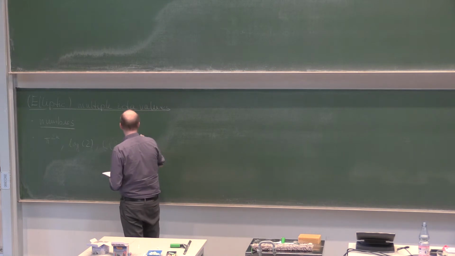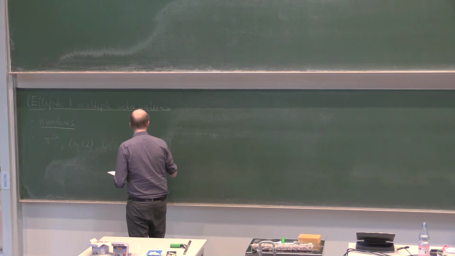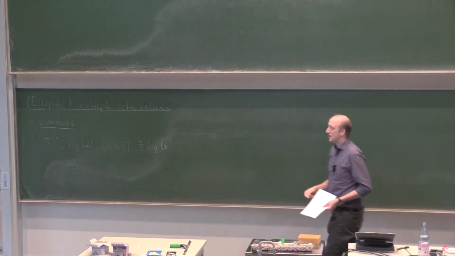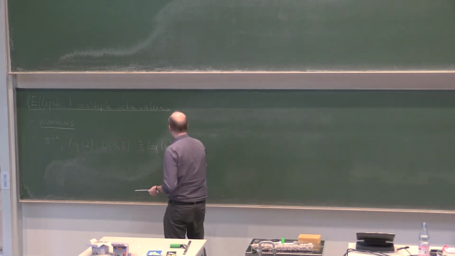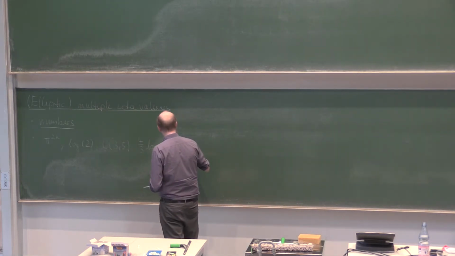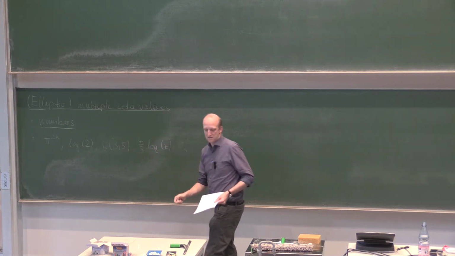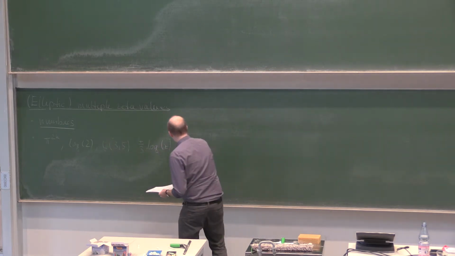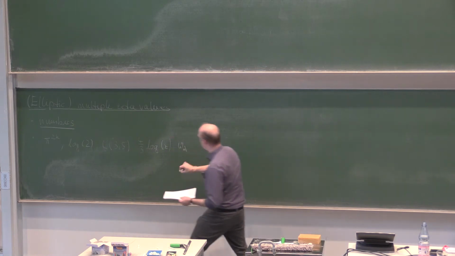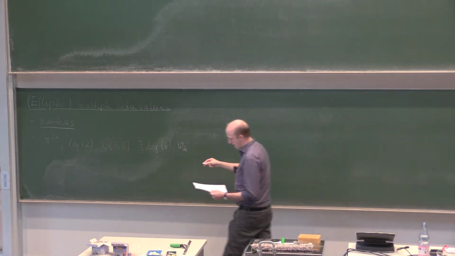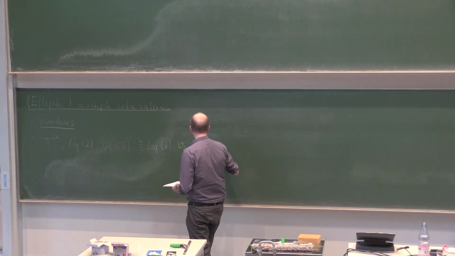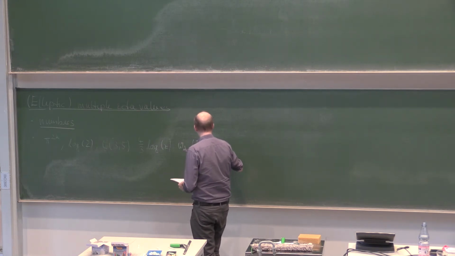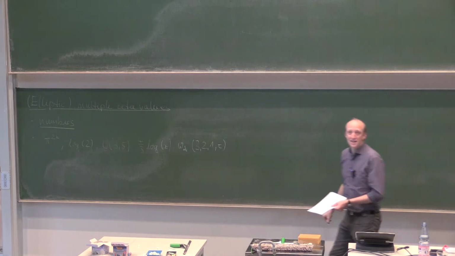We could get something like 4/3 of logarithm of z, where z is a scale-free or unitless variable. But we could also get something like omega a, and I'll explain what that is. Omega a of 3 to 1 of a parameter tau.